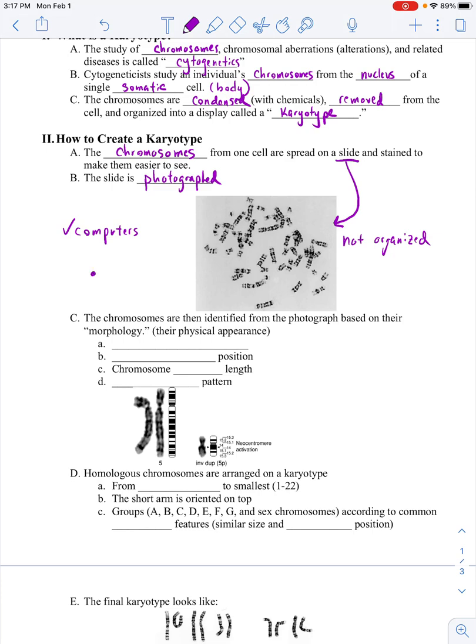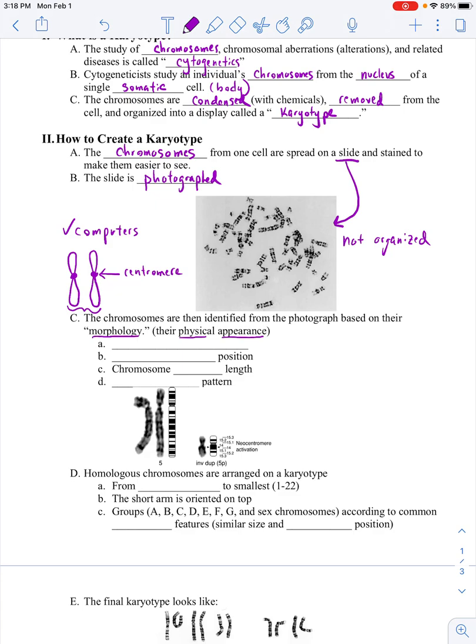And I'm going to draw a quick example here. A non-replicated chromosome, remember, is going to have a centromere in the middle. And we want to put homologous pairs together to make our karyotype. So the scientist, who is probably using a computer to help them, is going to look for certain characteristics of the chromosomes in order to put the homologous pair together. And that's called morphology, or the physical appearance of those chromosomes.